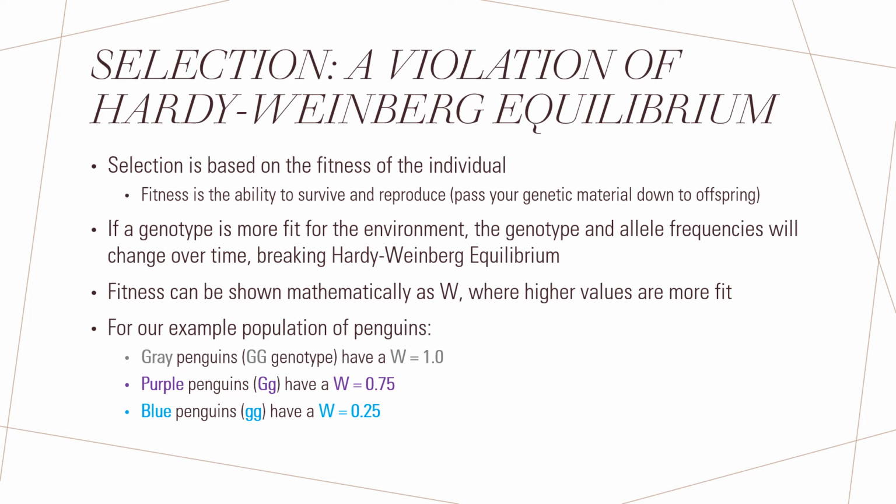Selection is based on fitness of an individual. Fitness is the ability to survive and reproduce. If a genotype is more fit, the genotype and allele frequencies will change over time, breaking Hardy-Weinberg equilibrium. Fitness is shown mathematically as W, where higher values are more fit. In penguins, gray have a fitness of 1, purple 0.75, and blue 0.25.